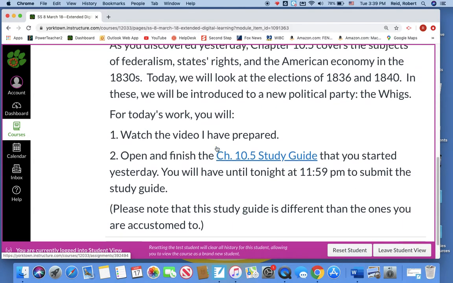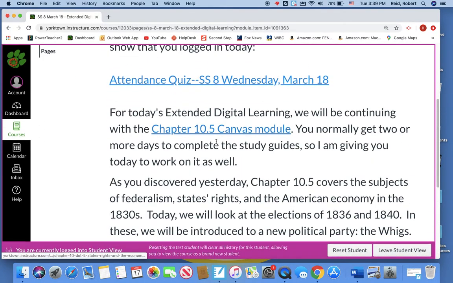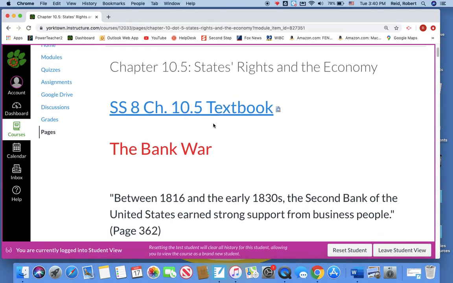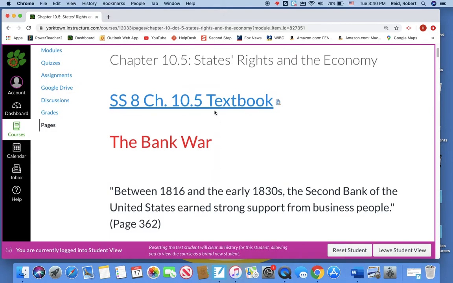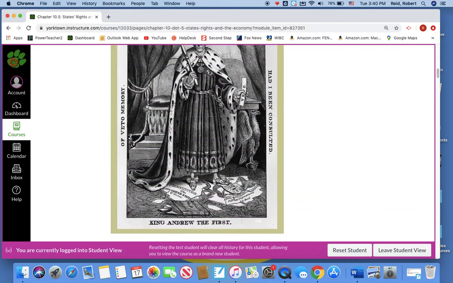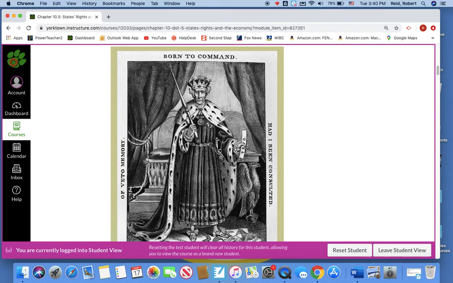That's great. What I want to do though is I want to get into the 10.5 Canvas module. Once again, you're going to need not only the module, but you will need the 10.5 textbook pages to be able to look back on the information. So we already started quite a bit with the idea of Andrew Jackson.